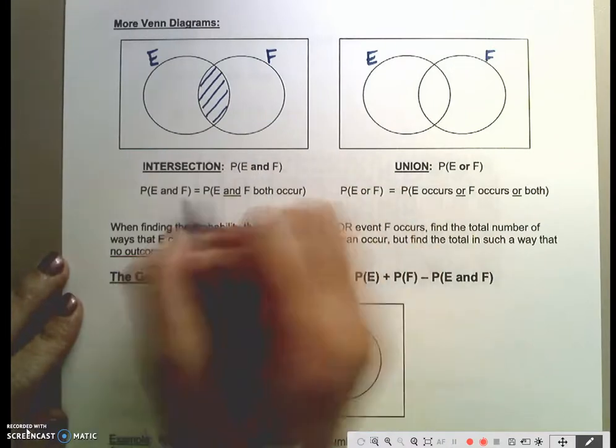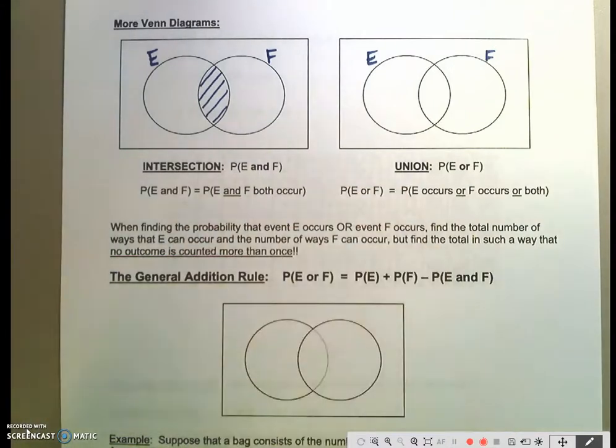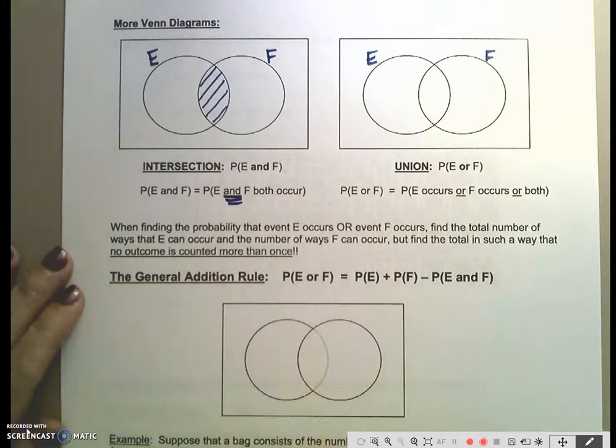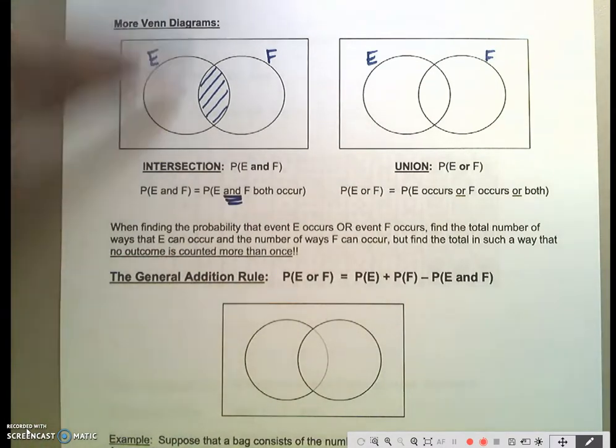When you see "and," it means that both are occurring at the same time. It's an intersection. So "and" is kind of the key word there. And also, you can think of it that way. It falls in E and also it falls in F at the same time.